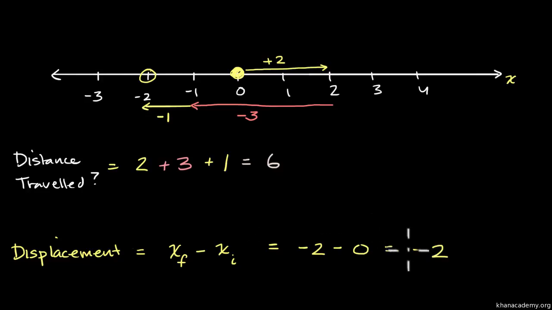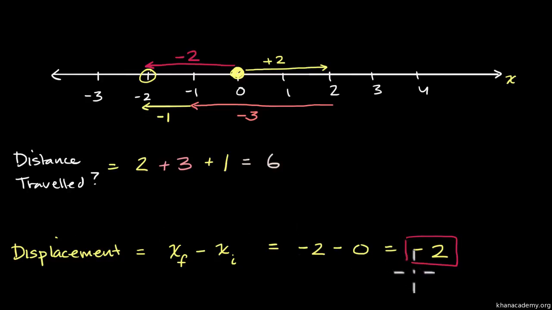So how would we visualize that on our drawing here? Well, we started here. Just think about what is your net change in position. You started here, and regardless of what your path was, you ended up 2 to the left. So your displacement is -2.